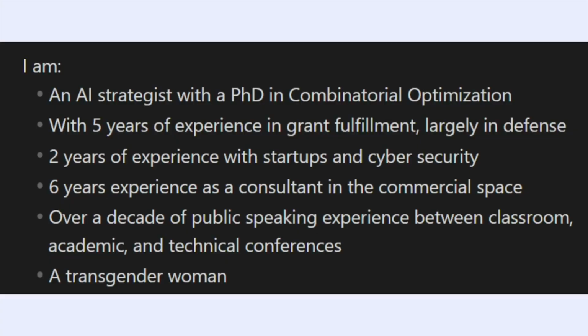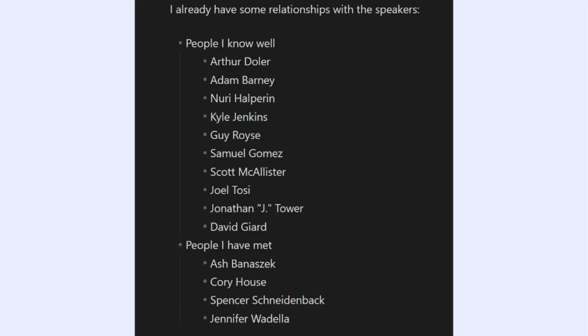Anyway, I gave it some information about me. I'm an AI strategist with a doctorate in combinatorial optimization. I've been in grant fulfillment in sort of defense for 5 years. I spent some time in computer security startups. And then I've been here at SEP for 6 years. I have a lot of public speaking experience between classrooms and academic conferences and now industrial conferences. And I'm trans. And here are some folks that I know, because the system has no way of knowing what my personal social network is.